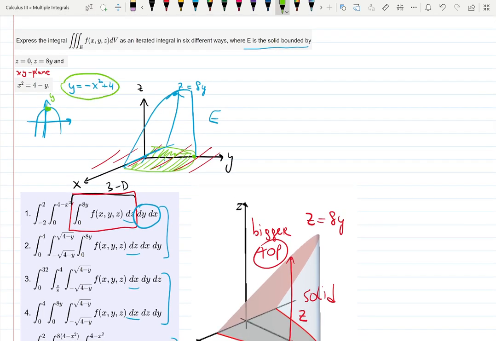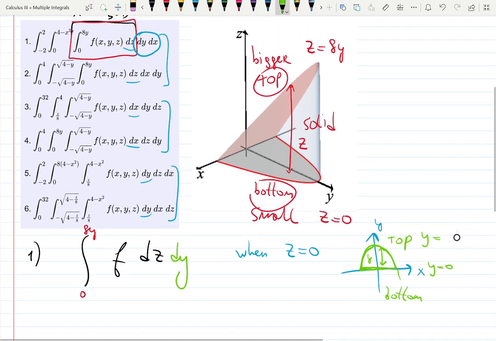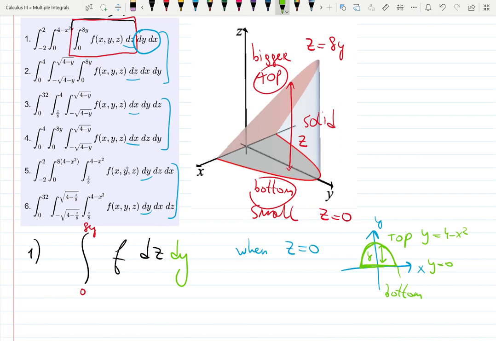X squared equals 4 minus y. Solve for y. Y equals 4 minus x squared. So this integral will be from 0 to 4 minus x squared. Again, functions. The last integral must have limits of integration as numbers, dx. There's only one left to do.